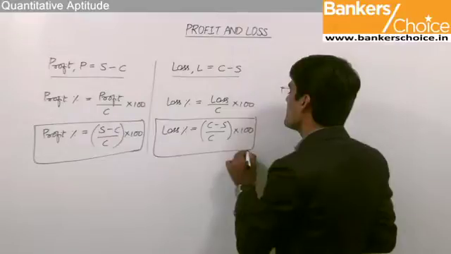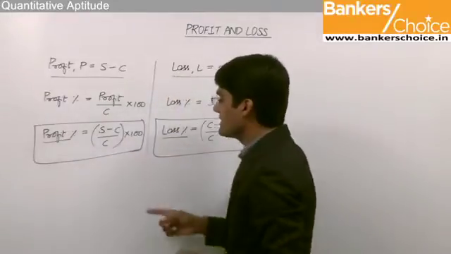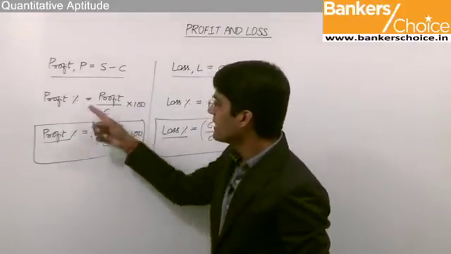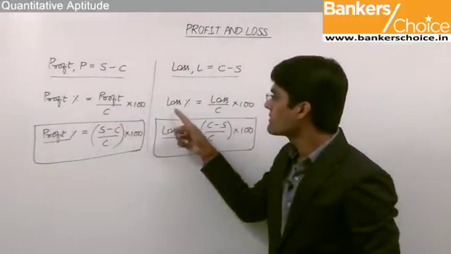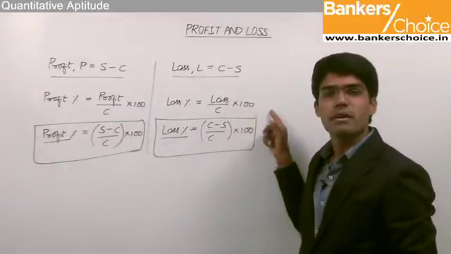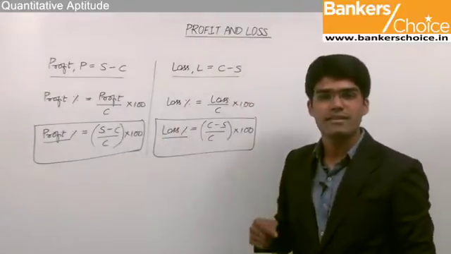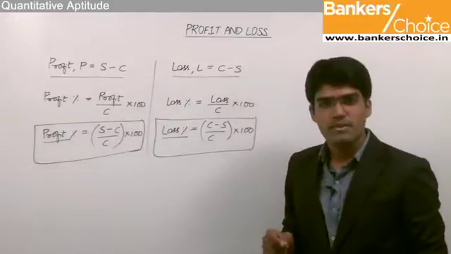Now the important point to be observed here is we are calculating both profit percentage and loss percentage on the base of cost price, with respect to cost price. If you look at this, profit percentage is profit upon cost price into 100 and loss percentage is loss upon cost price into 100. So very clearly the profit and loss when calculated in terms of percentage, it is with respect to cost price. So remember that cost price should always be taken as the base value whenever we are solving questions from profit and loss.